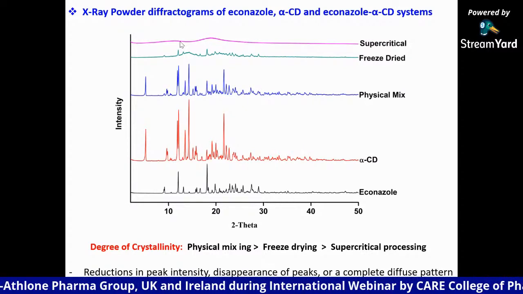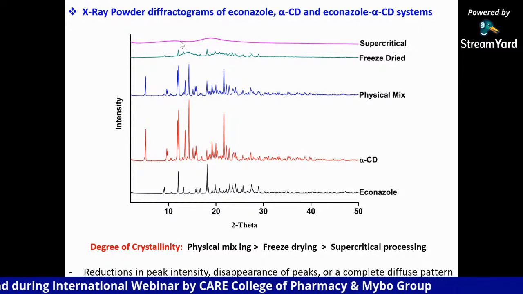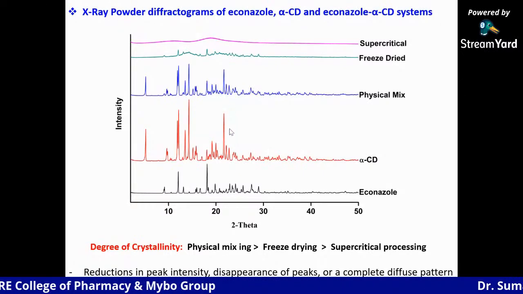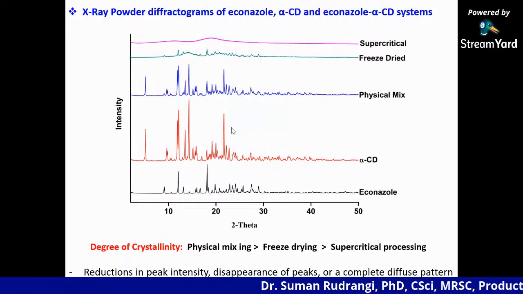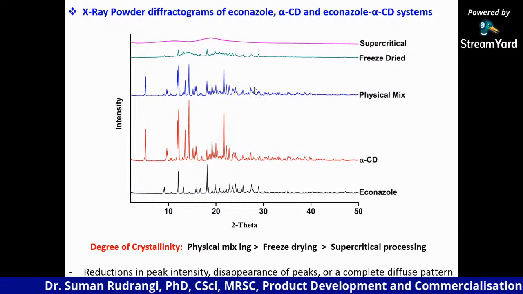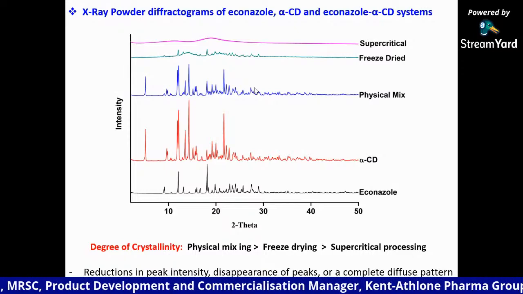And we can infer the reductions in peak intensity and disappearance of peaks. So I repeat, reduction in the peak intensity and disappearance of peaks, or a complete diffuse pattern as shown for the supercritical products, might be related to possible drug amorphization or complexation. I hope the image is clear.